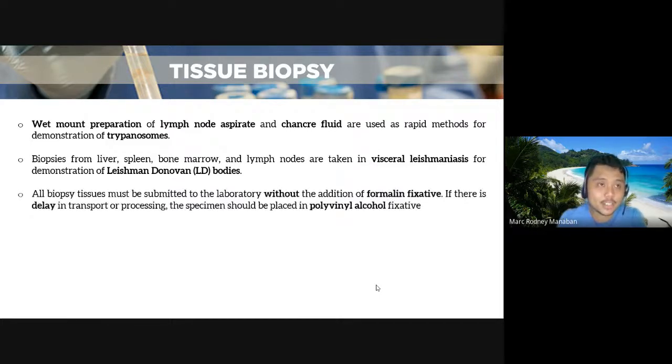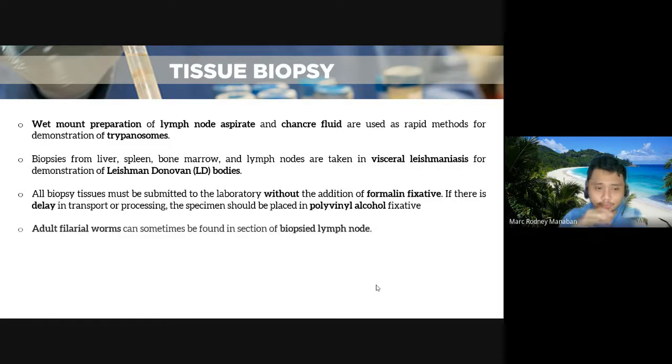Now, biopsy tissues. It's not recommended that you put formalin in it. PVA is the only fixative we use. Basically, tissues, usually biopsies, are processed with histotechnique methods. But again, the only fixative used is PVA.